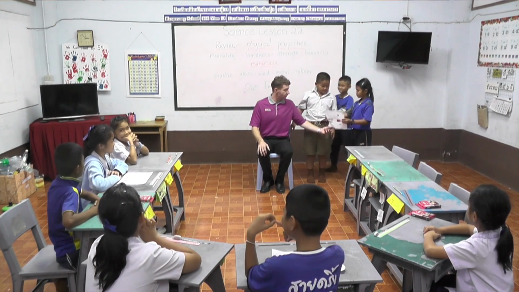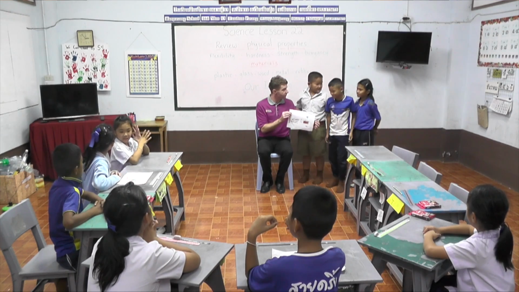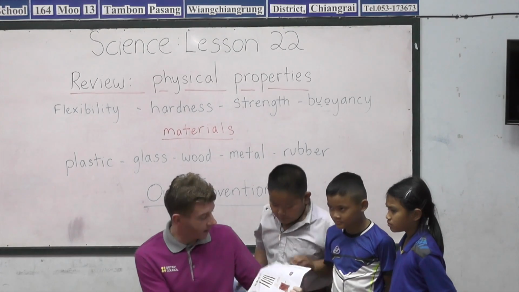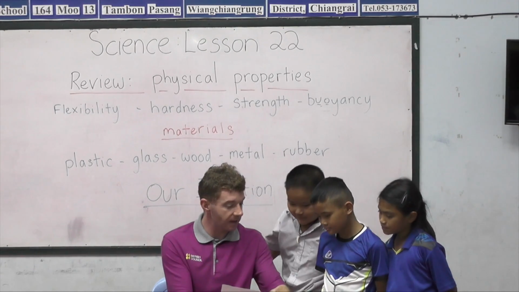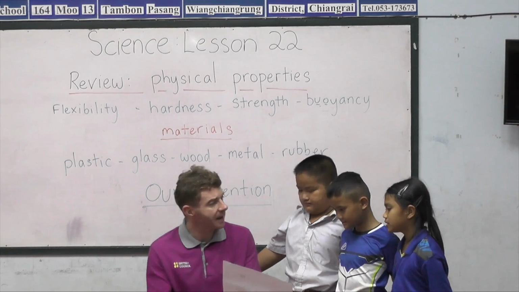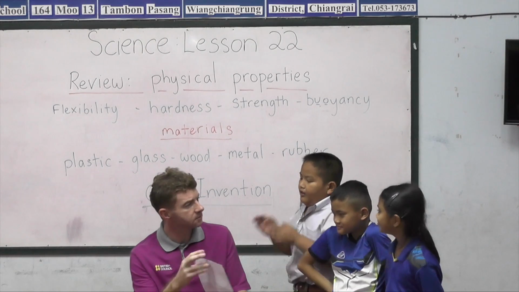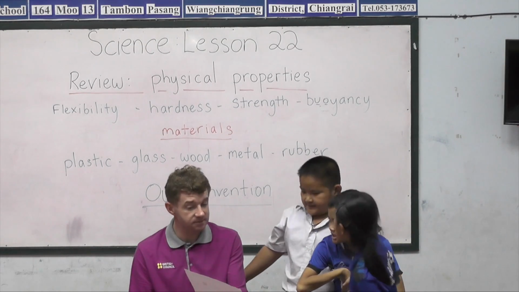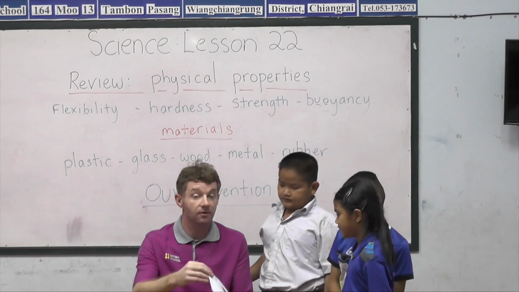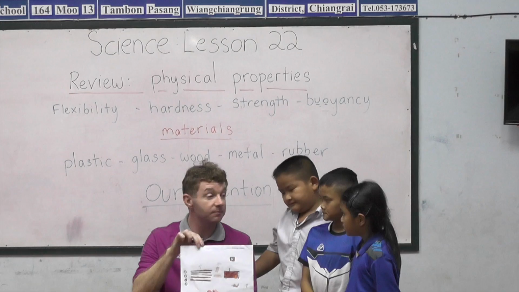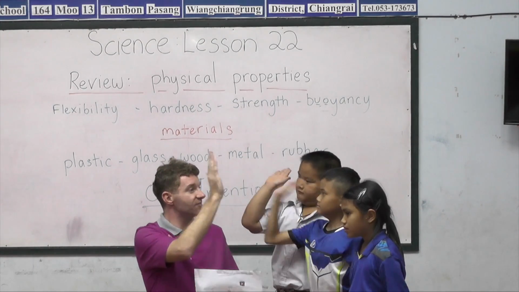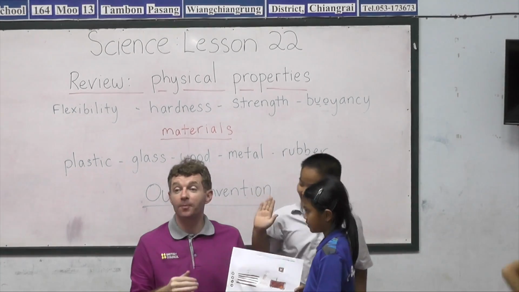So let's see. Okay, this looks nice. What is your invention? Car. Okay. So what materials do we have? Rubber, metal, glass. And how about physical properties? Hardness, strength, and flexibility. Okay, you can see Team Green, a car. High five. Round of applause for Team Green.